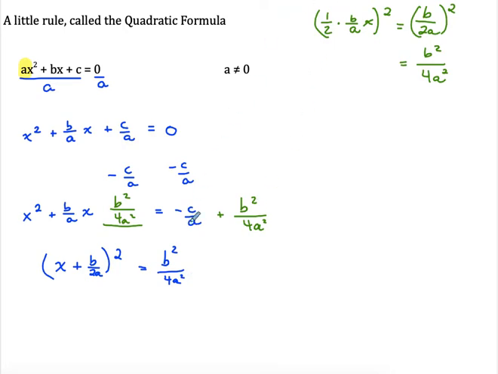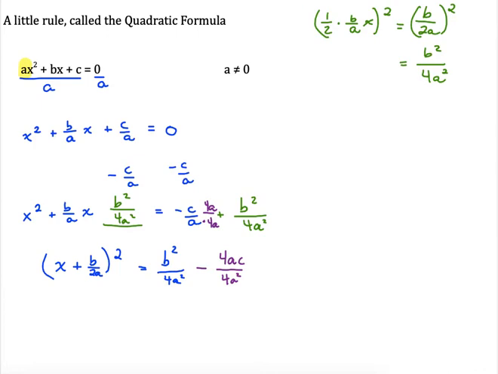And if I take a look here, I need to have a common denominator in order to add these. So I need to make this one also be 4a squared. Since the denominator is currently a, I just need to multiply that by 4a, and I need to multiply my numerator by 4a. So that is minus 4ac over 4a squared. Okay, so again, just completing the square.